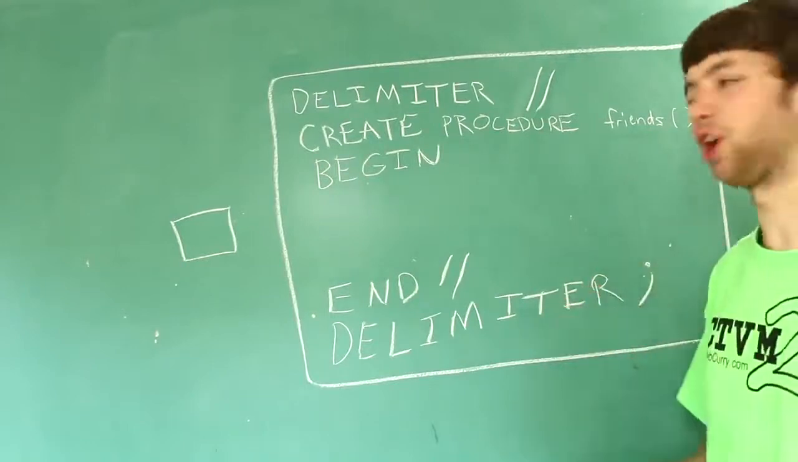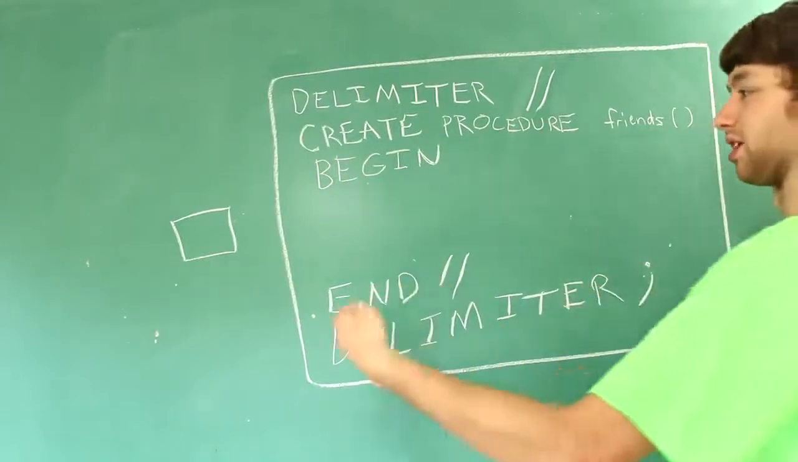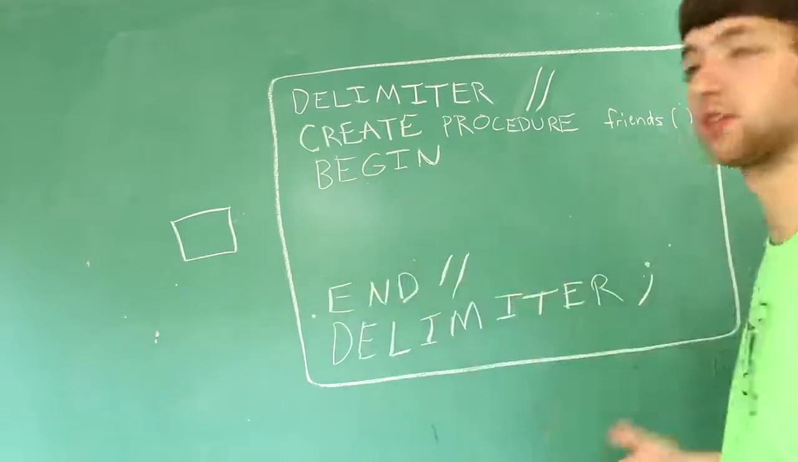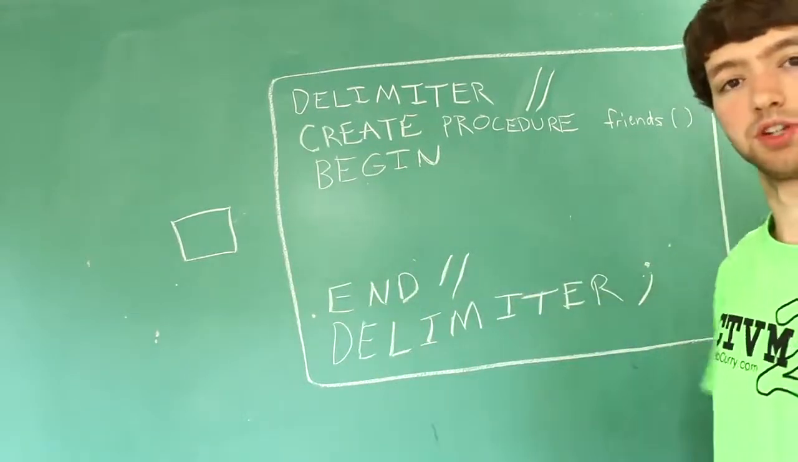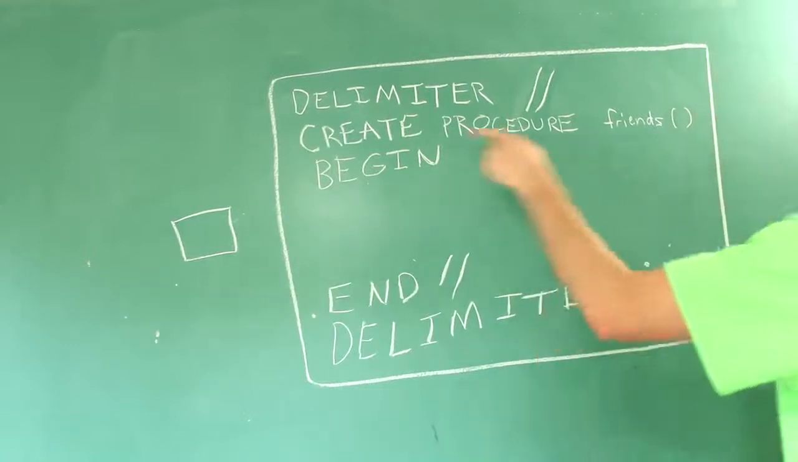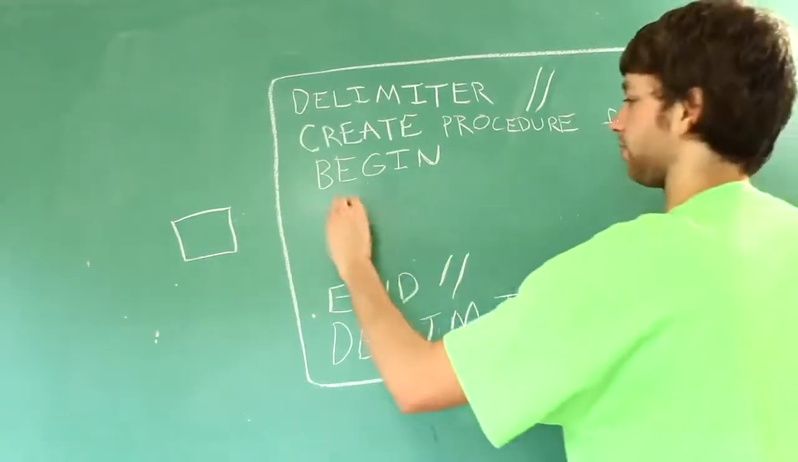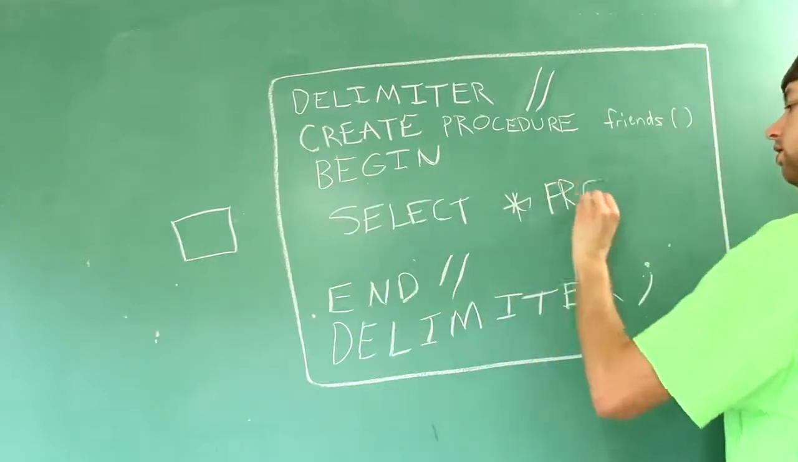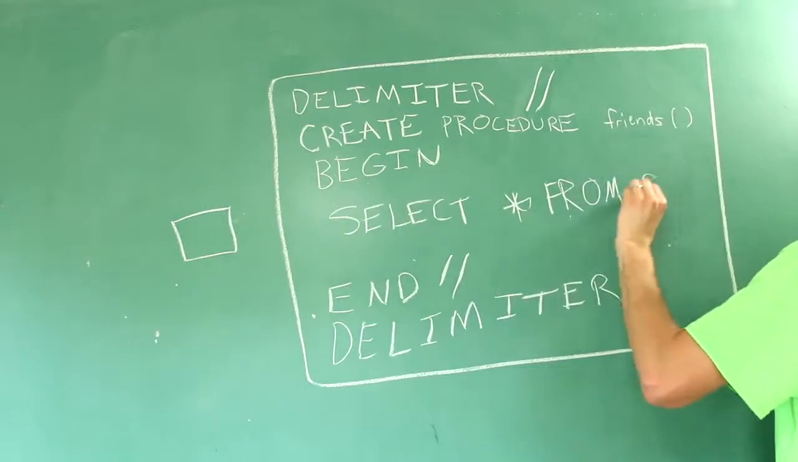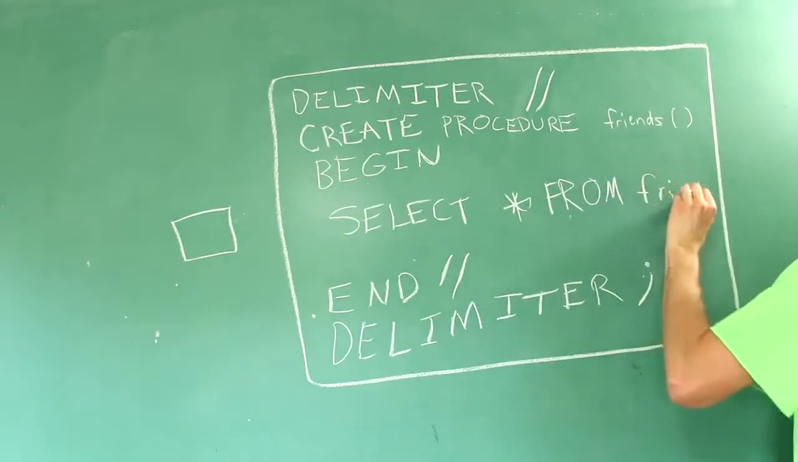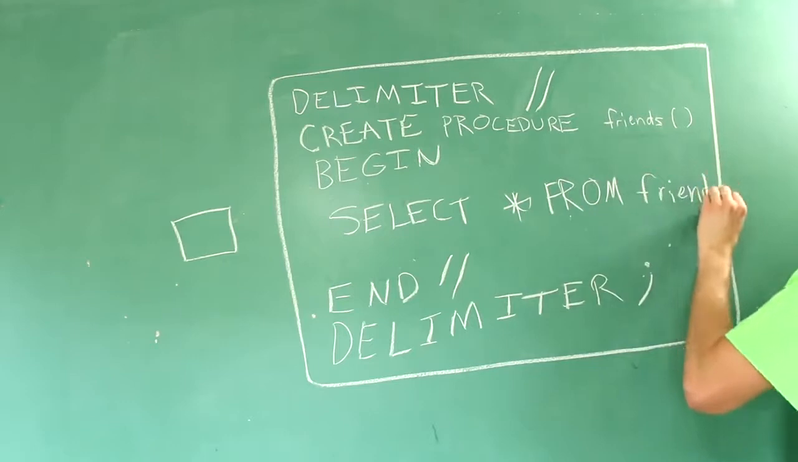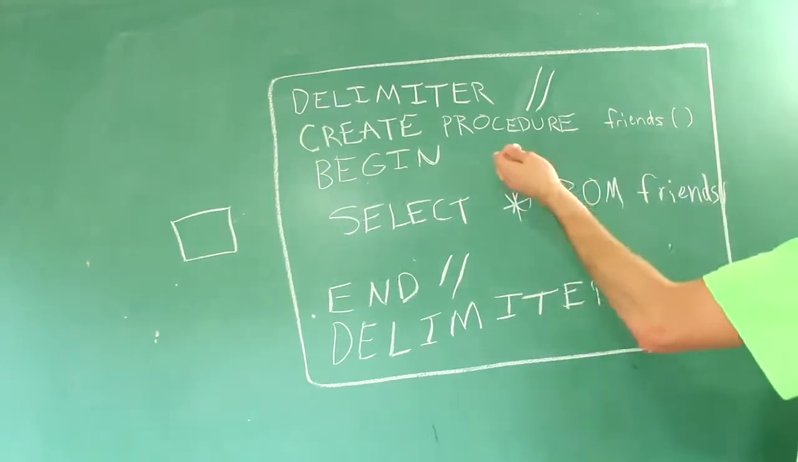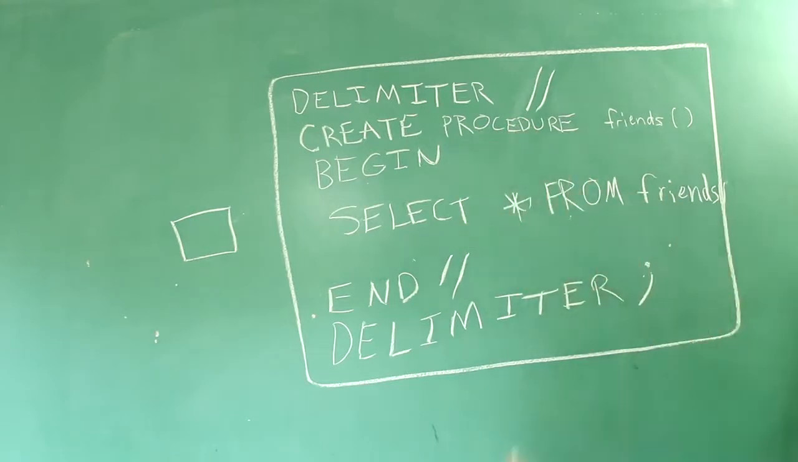Now, where do you actually put your code? Well, I'm assuming you guys can realize that the code goes right here. So you can put whatever you want right here, and that's what's going to run when you run this procedure. So since we're having this procedure called friends, we'll just say select everything from friends. So let's just say we have a friends table, and that's what it's going to do. Kind of ran out of room there, but it's okay. So this is a procedure that is going to return everything from the friends table.